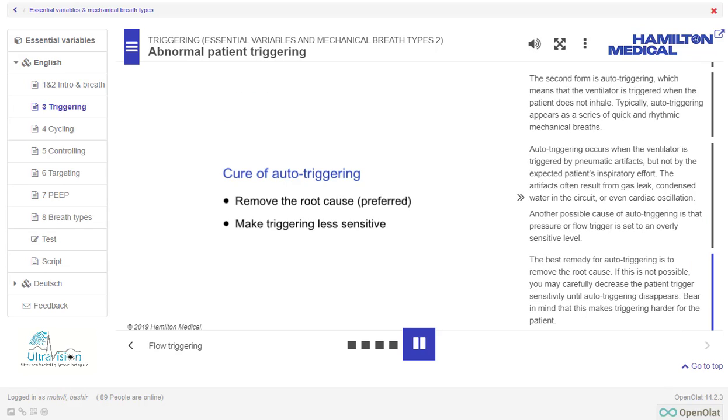The best remedy for auto-triggering is to remove the root cause. If this is not possible, you may carefully decrease the patient trigger sensitivity until auto-triggering disappears. Bear in mind that this makes triggering harder for the patient.